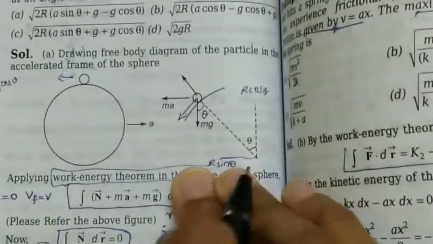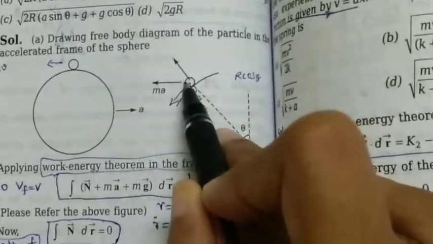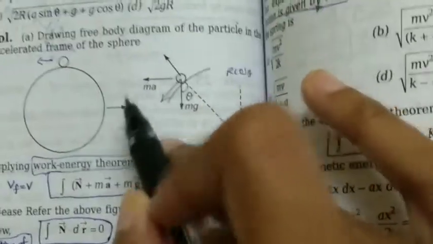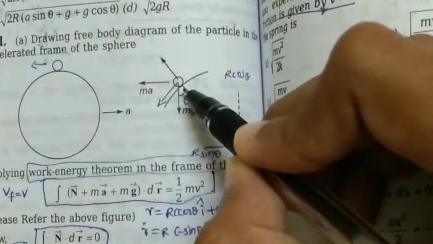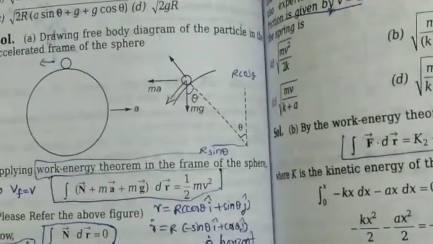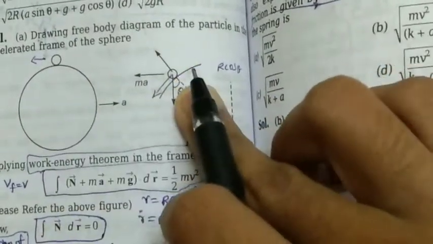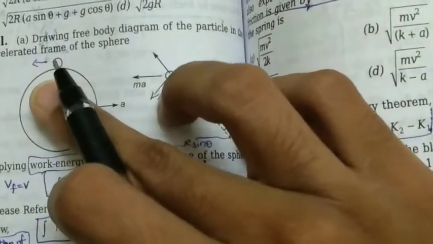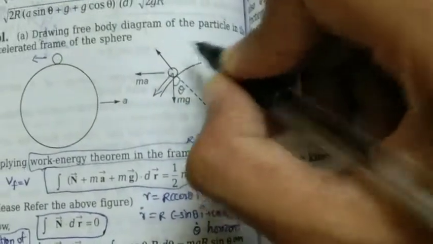Because of that, a force would be acting in this direction. The pseudo force on this particle will be ma in this direction. And next is the normal force, which is a contact force. As this particle is in contact with this sphere, there would be a normal force. Once it loses contact, there would not be any normal force. It would be normal to the surface. And this is the tangent.